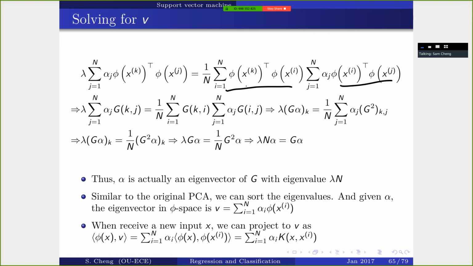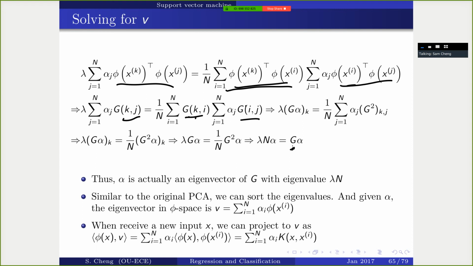The kernel matrix is also called the Gram matrix, so I use G to represent that. You see this one is G_KI, this becomes G_IJ, and this becomes G_KJ. Then this is actually just a matrix multiplication: G multiplied by G again, and then multiplied by alpha. Similarly, this one is just G multiplied by alpha. So we can cancel the G. Then it turns out, very nicely, that alpha itself, the weights there, is just the eigenvectors of G.